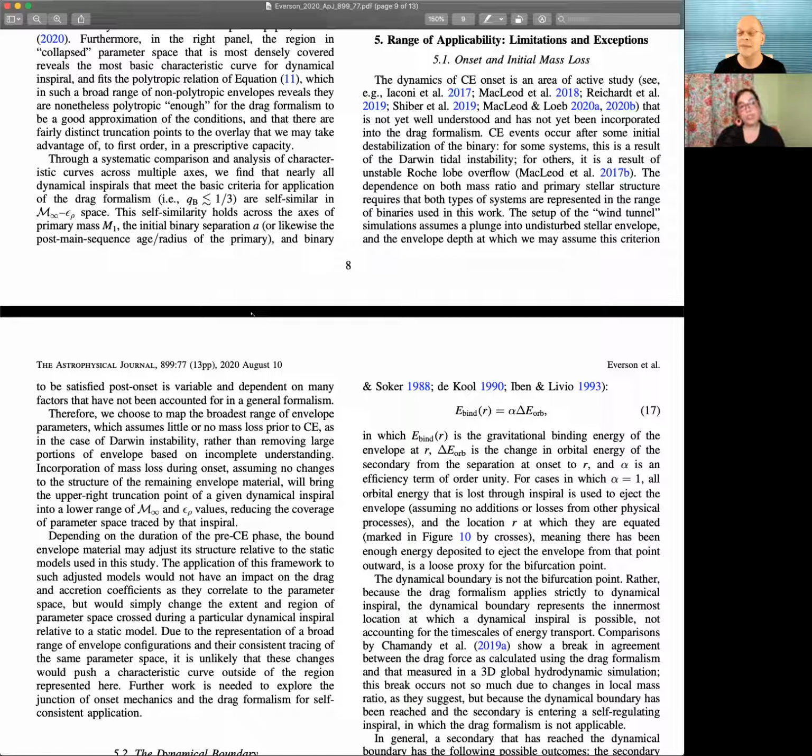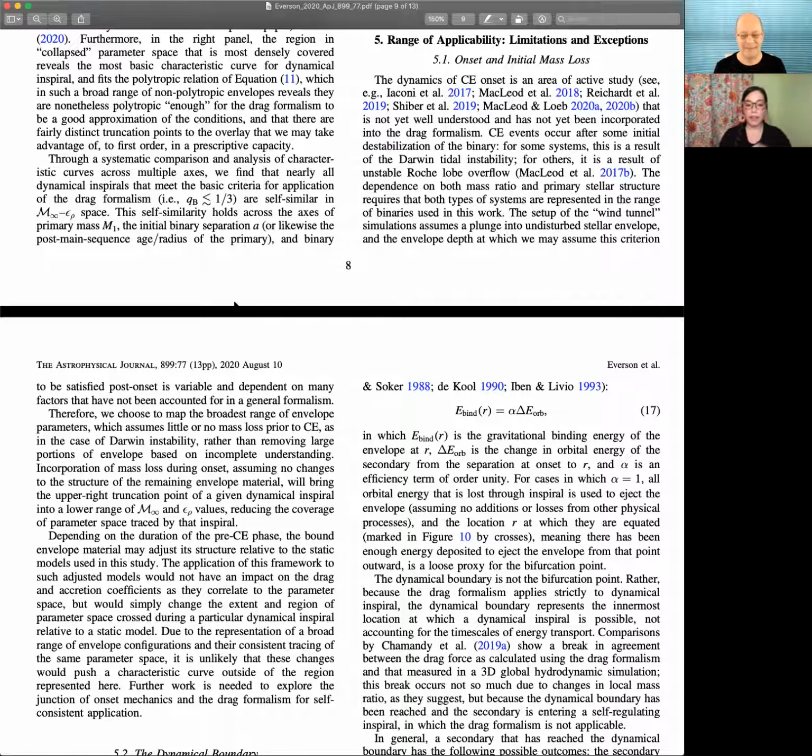There are some more recent papers that talk about how much mass loss might occur if you're dealing with an onset that's a little more messy. And what we found is that if we actually apply some of those prescriptions, you lose all the density inversions and they go away. So yes.